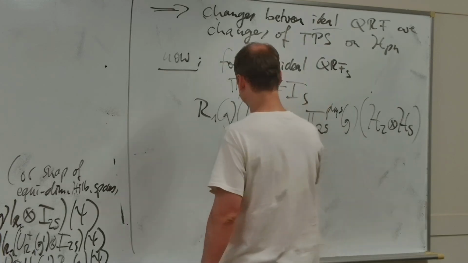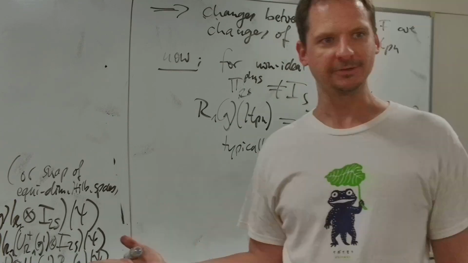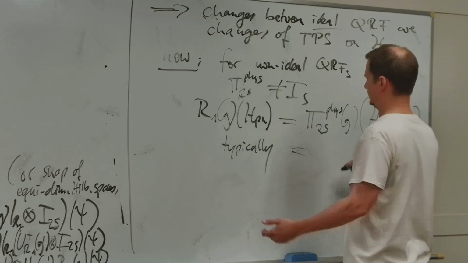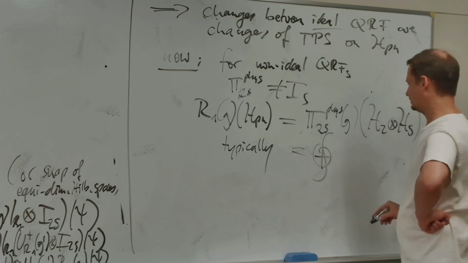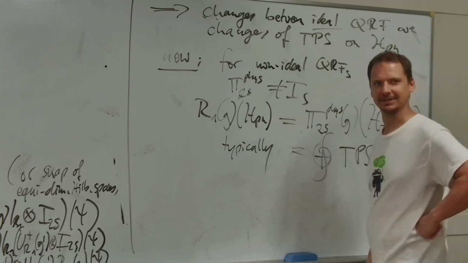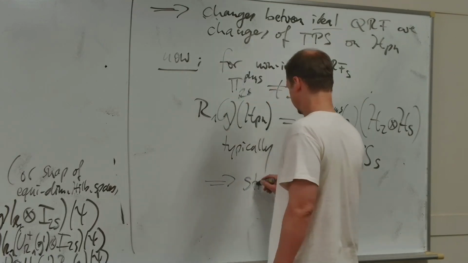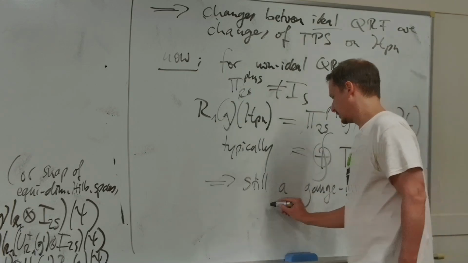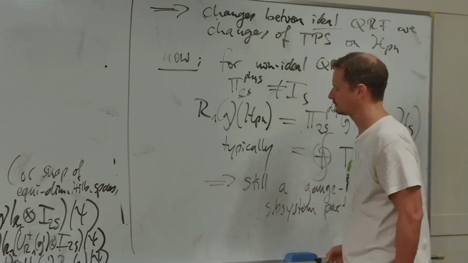But then typically, you can write this right-hand side as a direct sum or a direct integral of tensor product structures. We don't really have a lot of time, so I'm just going to write it like that in sort of schematic ways. So in that sense, you can still think of this as still a gauge invariant subsystem partition. But it's a more complicated one.